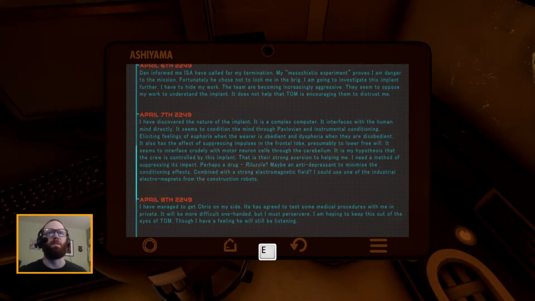Oh my goodness, I'm such a moron. It is my hypothesis that the crew is controlled by this implant. That is their strong aversion to helping me. I need a method of suppressing its impact. Perhaps a drug.